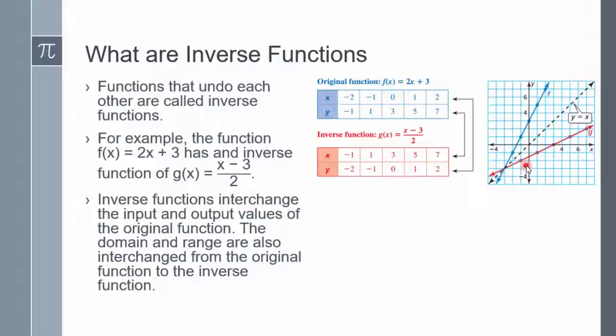Here is the graph of the original function, f of x equals 2x plus 3. Here's the graph of the inverse function, g of x equals (x minus 3) divided by 2. Notice that the inverse is a reflection of the original function across the line y equals x.